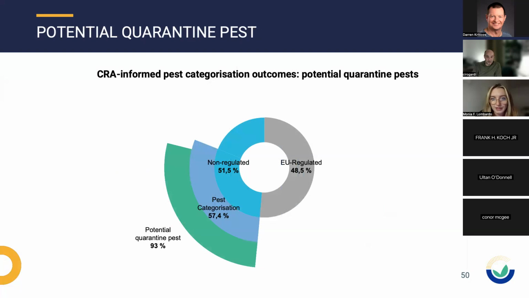Yes, and in this context, for example, of the total pests selected so far, the 51.5% that correspond to non-regulated pests, among these, 57% have been subjected to the pest categorization. And then among them, 93% fulfilled the criteria to be considered as potential quarantine pests. And this consideration would be taken, of course, on board by EUCOM. So next slide, please.